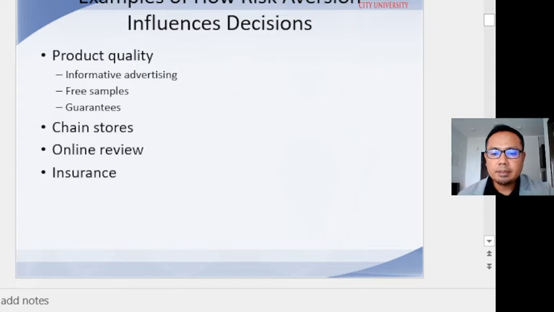Another one that can influence the decision of consumers is insurance. The fact that consumers are risk averse implies that they are willing to pay to avoid risk. This is precisely how individuals choose to buy insurance on their homes and automobiles. By buying insurance, individuals give up a small amount of money, relative to potential losses, to eliminate the risk associated with catastrophic loss.